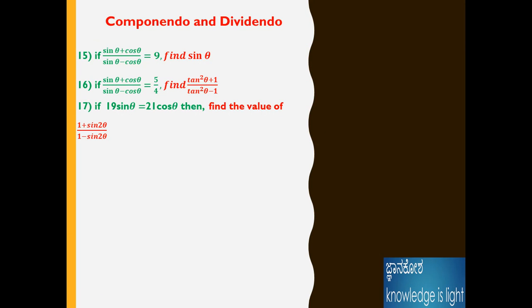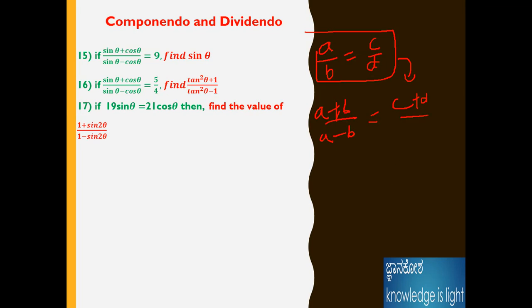Next type of problem, I will share one thing here. In the componendo dividendo topic I covered one thing. If a by b is equal to c by d, therefore a plus b divided by a minus b is equal to c plus d divided by c minus d. Like that I am writing. See, this is the formula, this is the problem I am taking first.